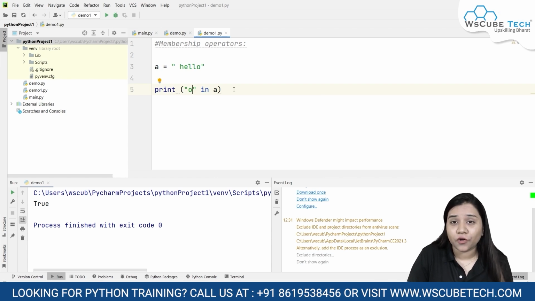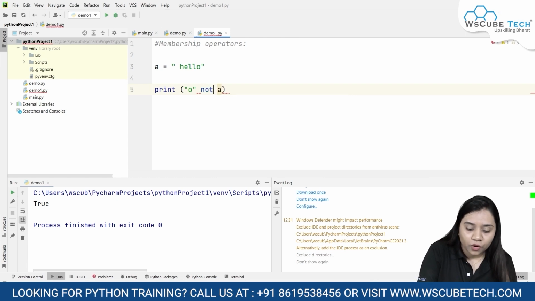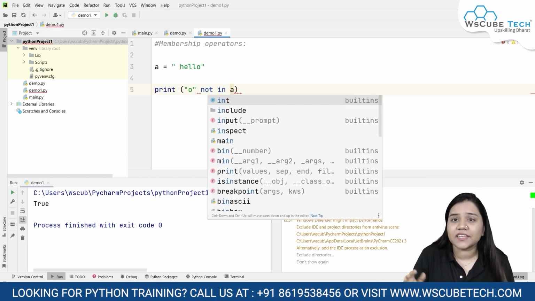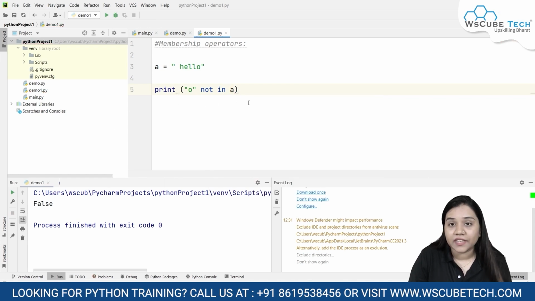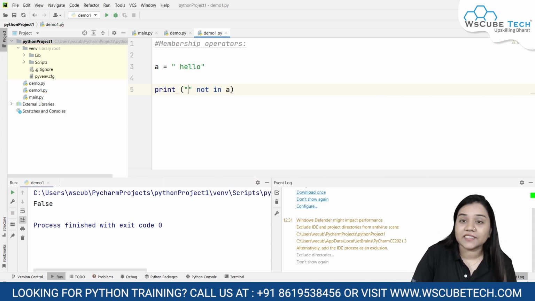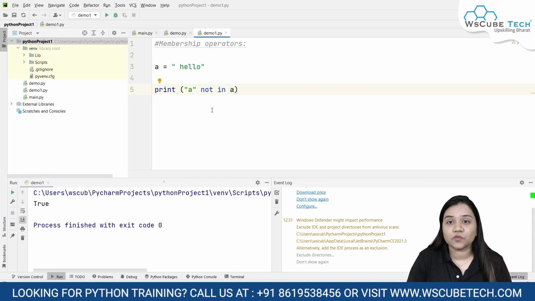Now considering the case of not in, I'm taking the same example. Here I will be checking o not in a. That means if it is not there inside a. The simple English syntax here is o not in a, that means o is not there in a. If it is not there in a, it will give us true. If it is there in a, it will give us false. So yes, o is there in a, so it gives us false. At the same time, if I had written a, it would have given me true. Why would it have given me true? Because a is not there in our variable a. So this is how our membership operators work, where we check if a sequence is present in an object or not.